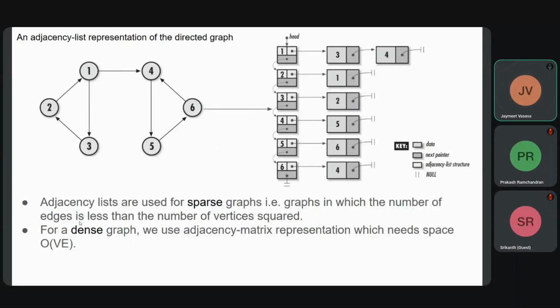For a bit of explanation of the image, you can see that we start with 1. It has arrows pointing towards 4 and 3, so that's how they are connected. Next, 2 is connected to 1. Then 3 is connected to 2, 4 is connected to 5, 5 is connected to 6, and 6 is connected to 4.